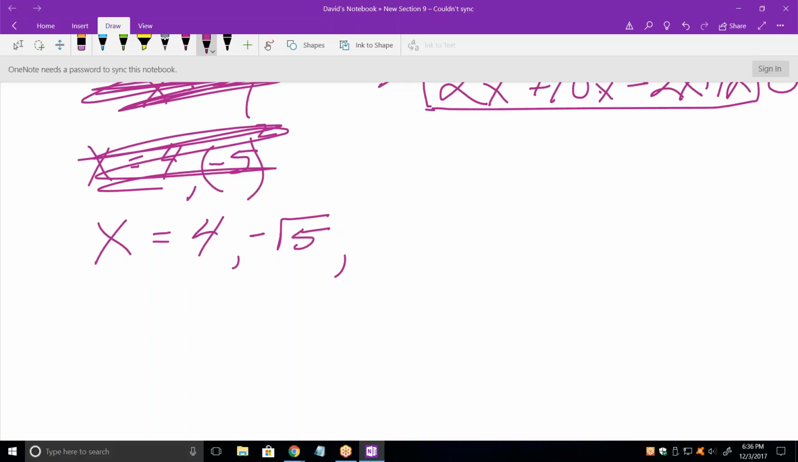Okay. And then the third term is the square root of 5, +5. This one. Okay.